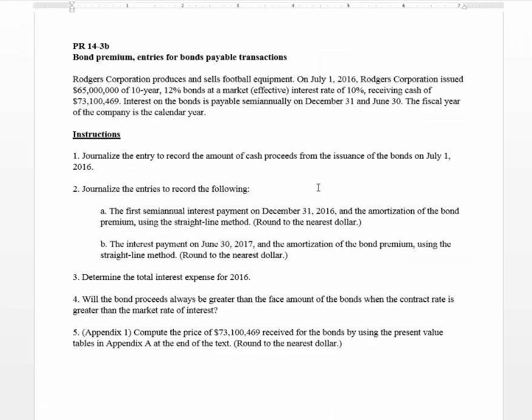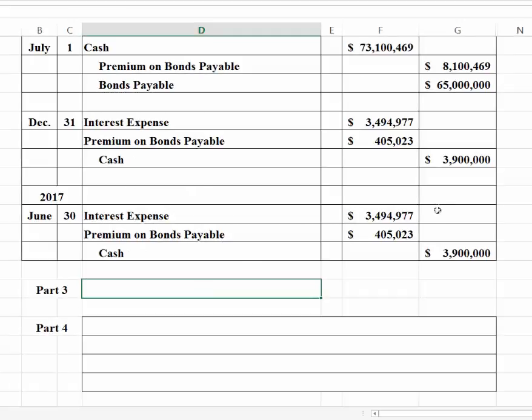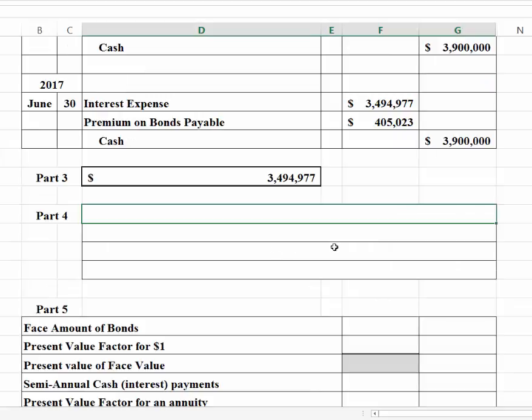Part 3 says determine the total interest expense for 2016. The total interest expense in 2016 would only be the amount that was recorded here because we only had one interest payment in 2016. So the interest amount would be $3,494,977. Please note that if it had asked for 2017, it would be double this amount because we would have had the June 30th and the December 31st payment in 2017. We are skipping Part 4 of this problem and going on to Part 5.